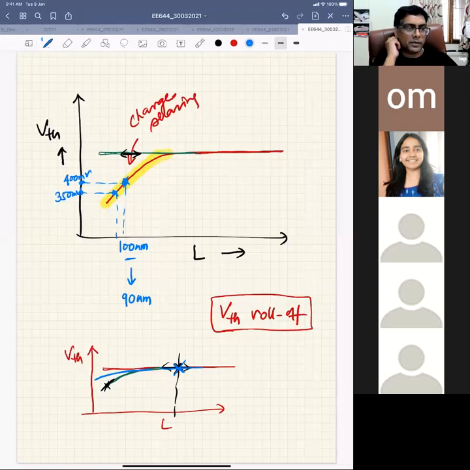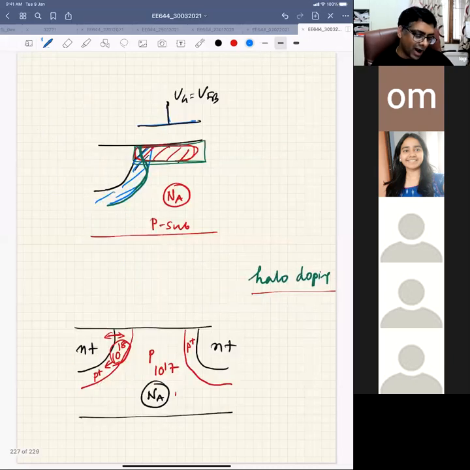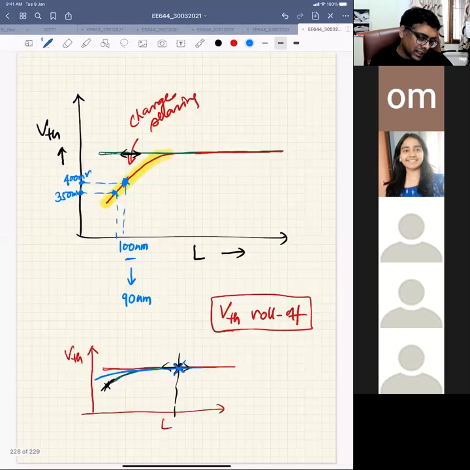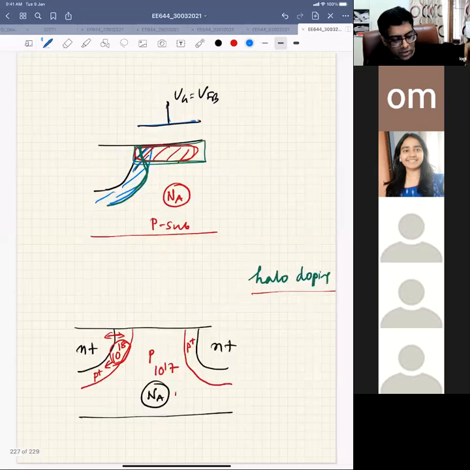Sir, is it possible that due to halo doping, my VTS even increases than the previous flat line? That actually happens, right? See, if you look at this blue one and the green one, why is there a higher VTS? This higher VTS is because I have added some extra doping around the N plus region, and I go to very short gate length.